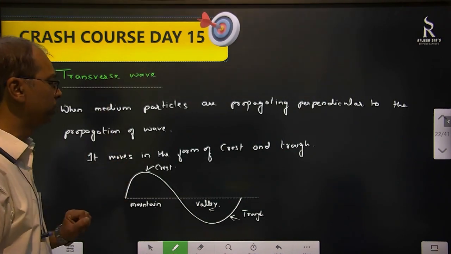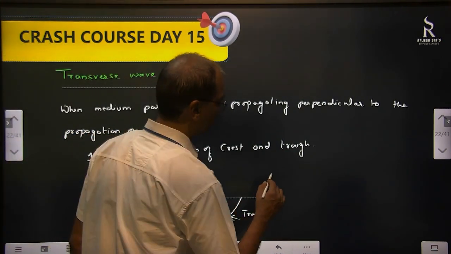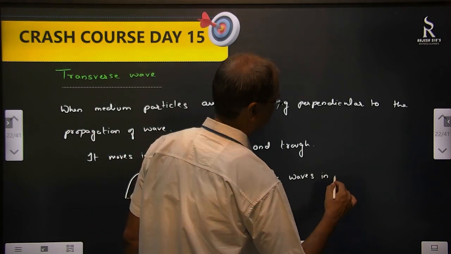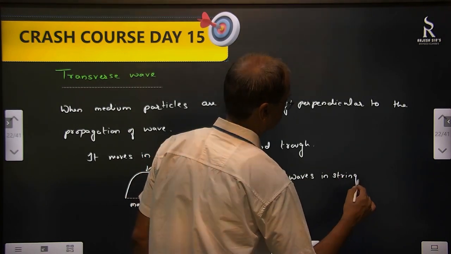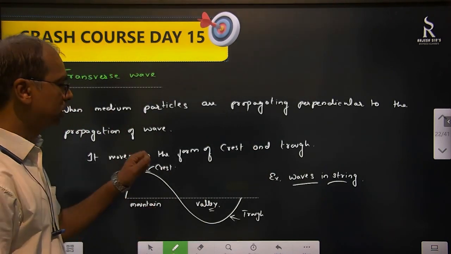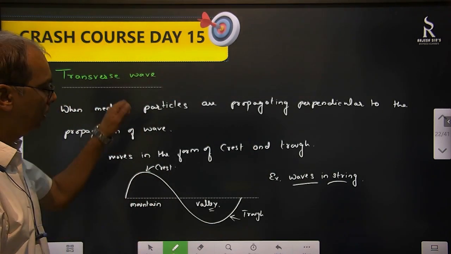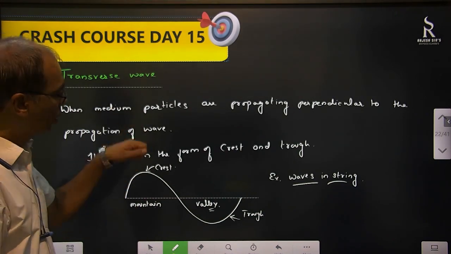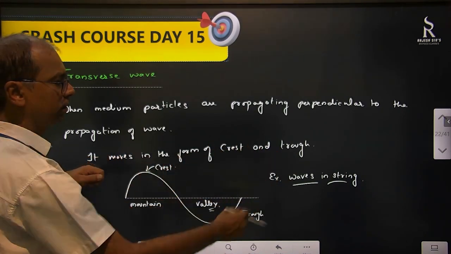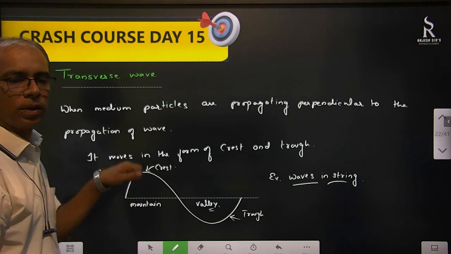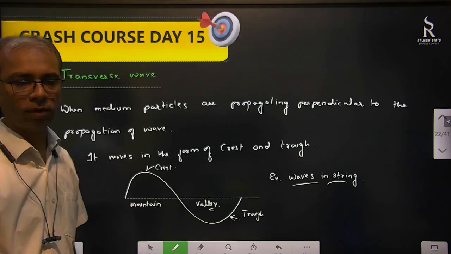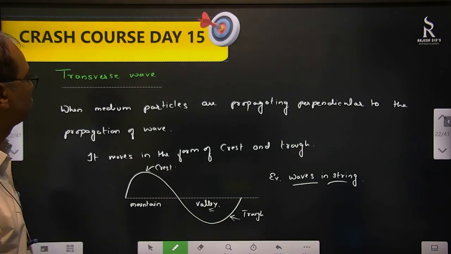This is a transverse wave, and the best example is waves in a string. We can visualize how it moves. If you produce a disturbance like this, holding the string in your hand and making the motion like this, your motion is perpendicular to the length of the string. Your hand is moving perpendicular whereas the energy moves forward. That is waves in a string, which shows us a transverse wave.